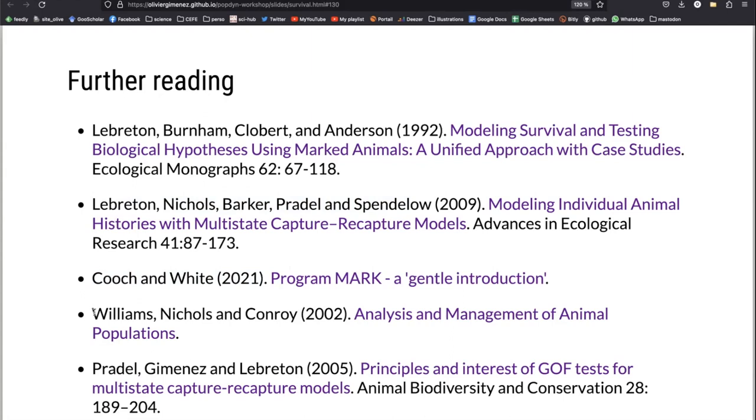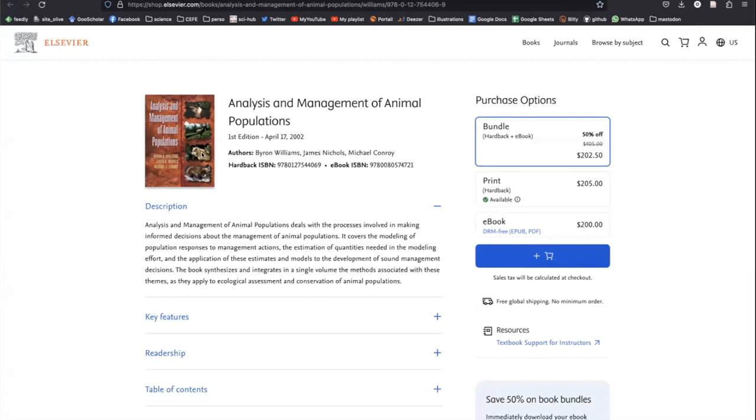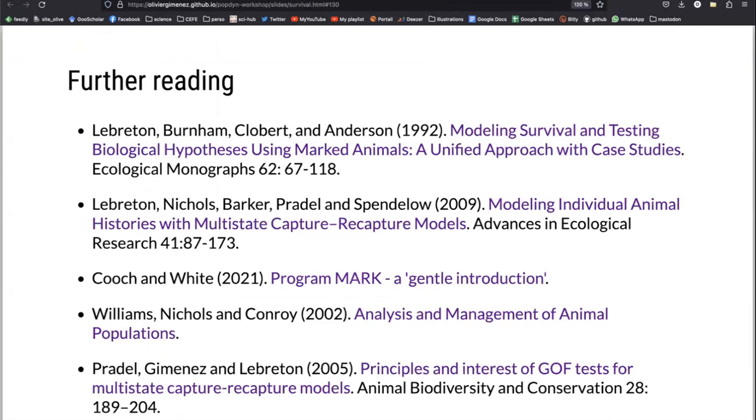And the big book by Williams, Nichols, and Conroy is a very good investment. It's a big one, but you can have a look. I can't remember the number of pages, but it's very exhaustive and very expensive, but it's a good investment. And I was mentioning this paper on the goodness of fit test. It's freely available. You can have a look at it.